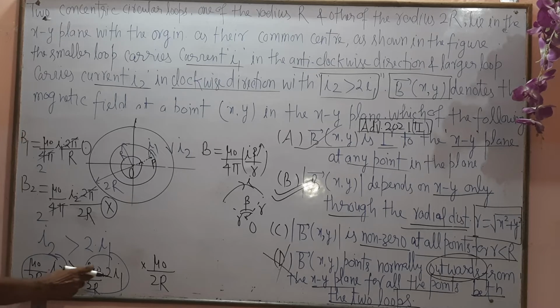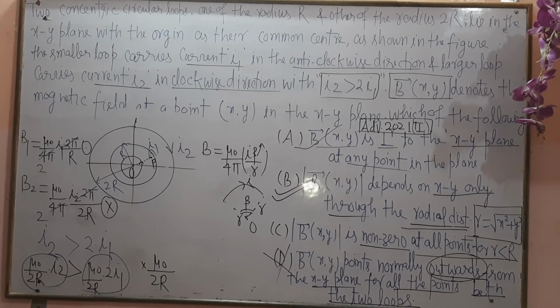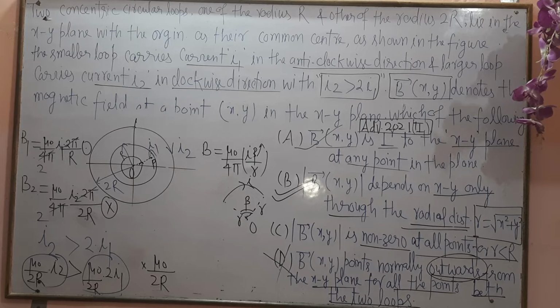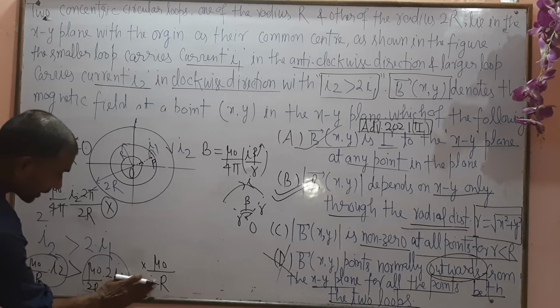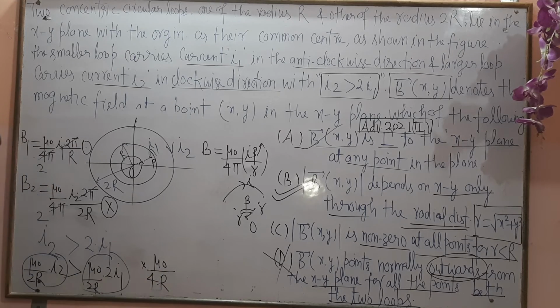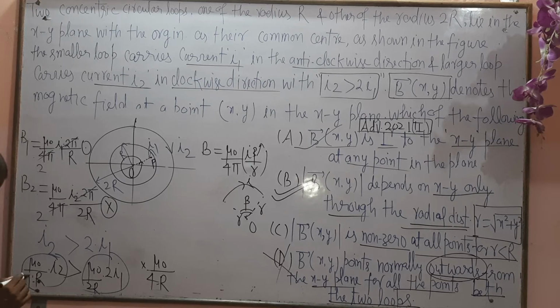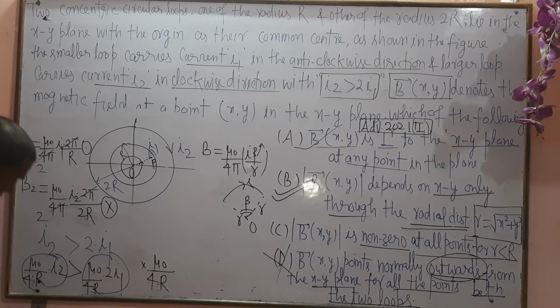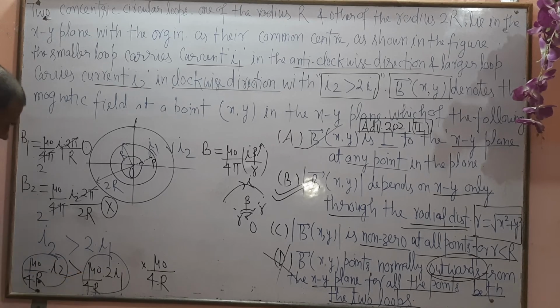Okay. So multiplying by a number 2 on the left hand side and the right hand side, and also multiplying both sides by mu naught by 4 pi. This is the 4R. Now this is correct: mu naught by 4r I2 is greater than mu naught by 4r into 2 times I1.